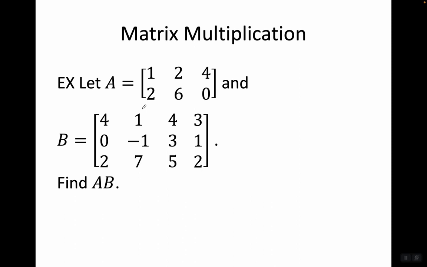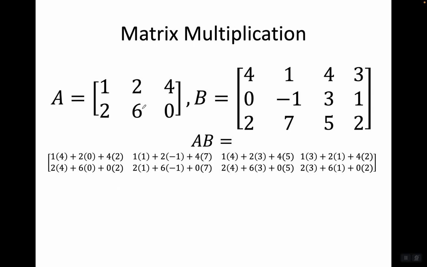Okay, let A equal [1, 2, 4; 2, 6, 0], and B equal, oh my goodness, that matrix. Find AB. Okay, hope you got a cup of coffee on your side, because it's going to take a while. So AB, again, is going to be this row, first row, times the first column. So we end up with 1 times 4 plus 2 times 0 plus 4 times 2.